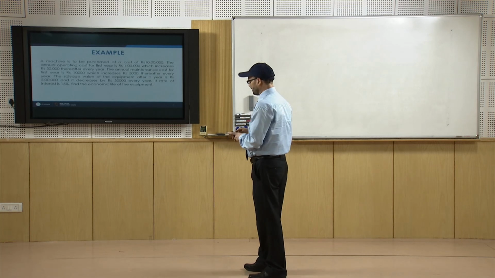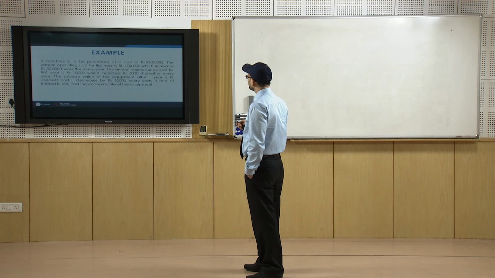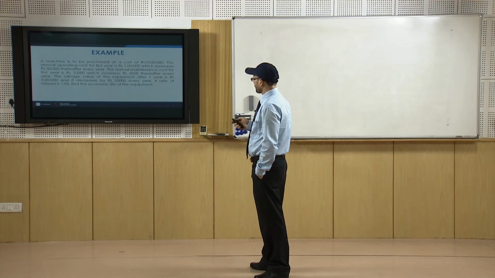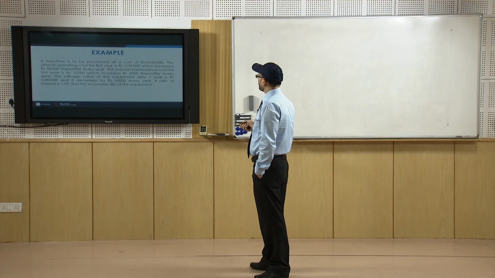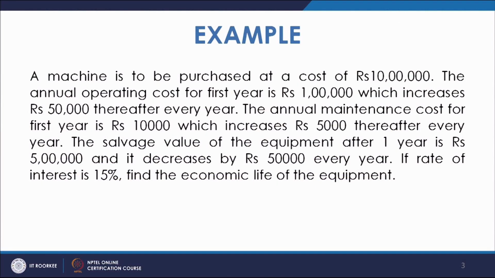A problem is given where a machine is to be purchased at a cost of rupees 10 lakhs. The annual operating cost during the first year is 1 lakh, and this increases every year by rupees 50,000, uniformly. The annual maintenance cost during the first year is 10,000 and it increases by 5,000 every year, so it is also uniformly increasing.